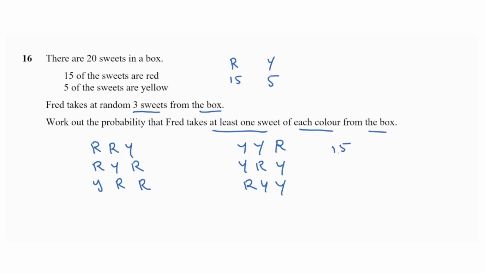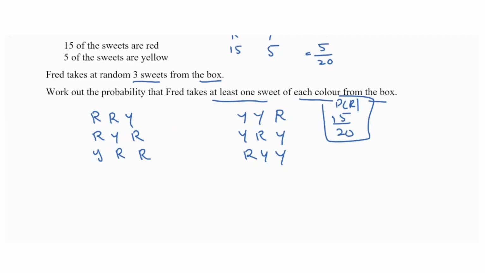So 1 red is 15 out of 20, right? What is the probability of yellow? Yellow would be 5 over 20. So this is probability of yellow. This is probability of red. Okay. If you look at this question now, so we have three different ways.